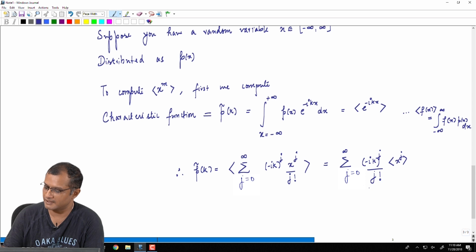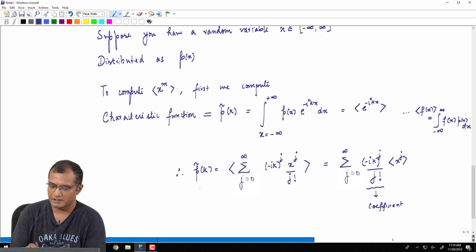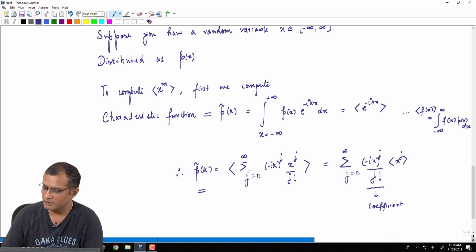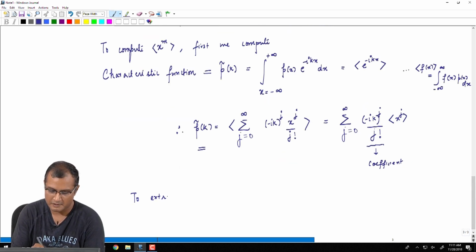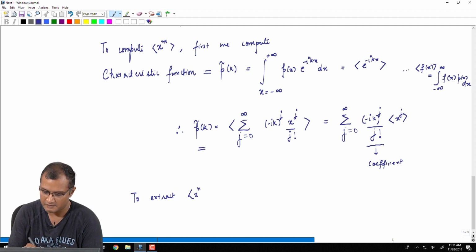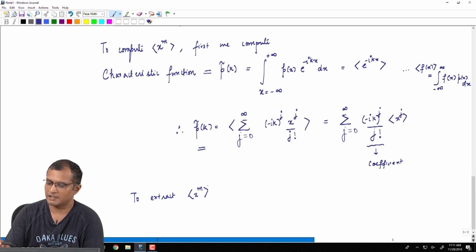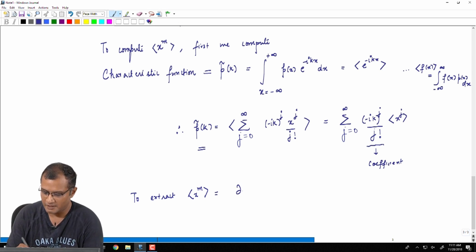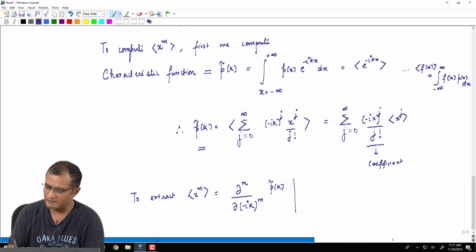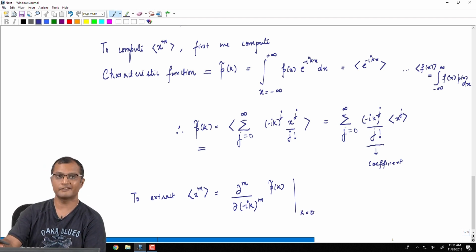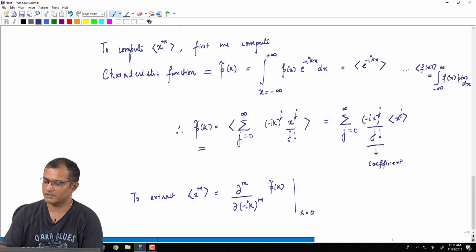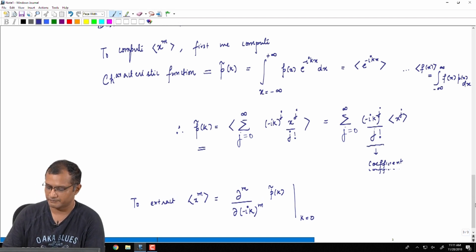So, now you can clearly see that this is the coefficient in the expansion of the characteristic function P of k. And so, if I want to extract the mth moment from this power series, the extraction would require just taking the mth derivative of my characteristic function with respect to i k and then evaluating this derivative at k equals 0. This will eliminate the coefficient, and what it gives me is the mth moment of the random variable.